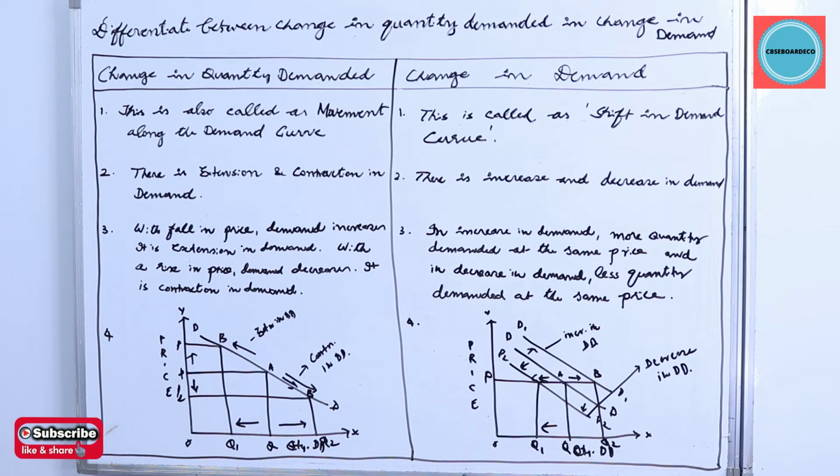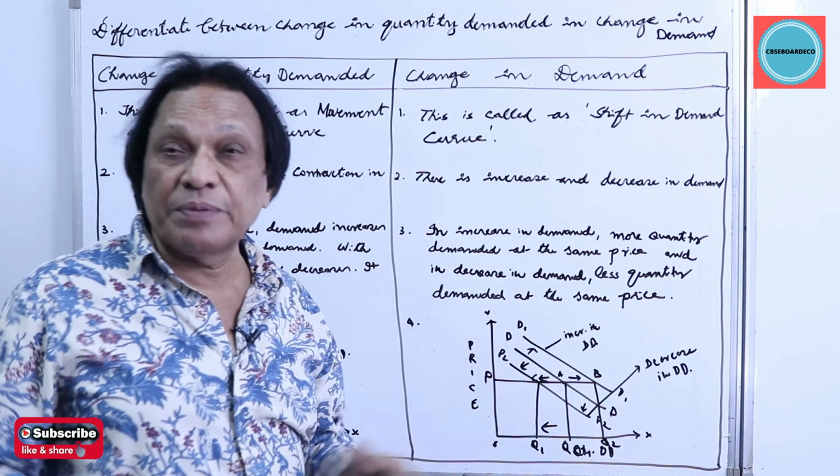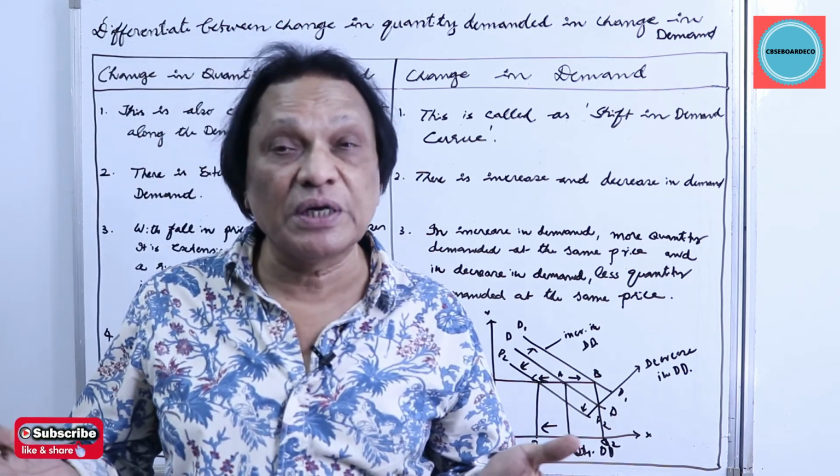When movement along the demand curve takes place, it is called change in quantity demanded. When leftward or rightward shifts in the demand curve take place, it is called change in demand. If you look at the graph here, upward movement from A to B and downward movement from A to C is change in quantity demanded. And on that side you can see rightward shift from DD to D1 and leftward shift from DD to D2.